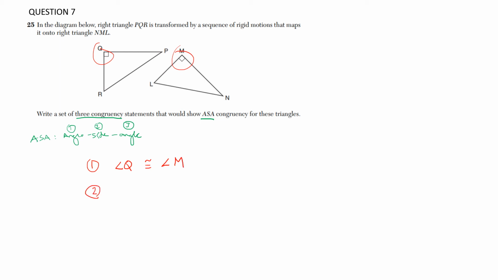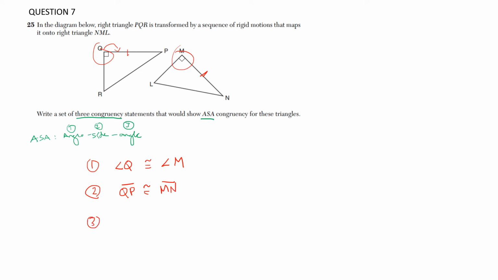Let's do a side. Angle, side, angle. Let's do the side right here. These two should be the same, right? QP. That segment QP is forming that leg of that right triangle, and it should be congruent to MN.